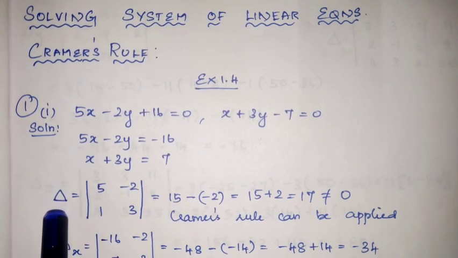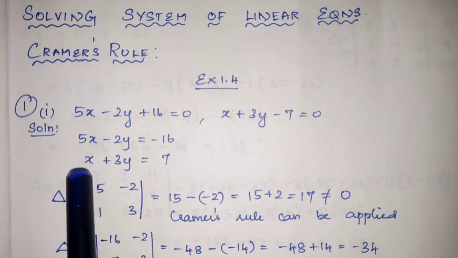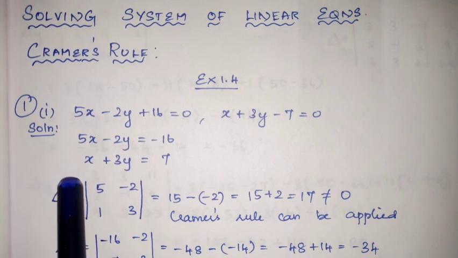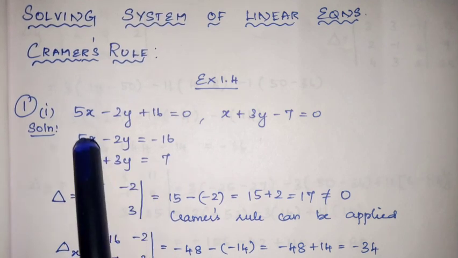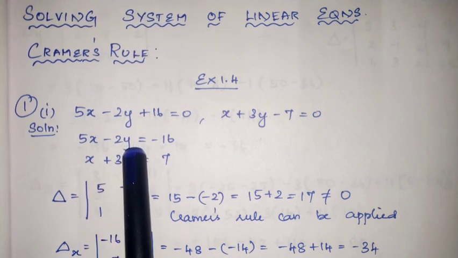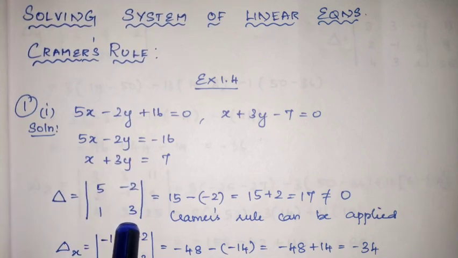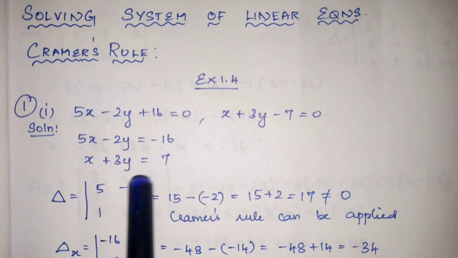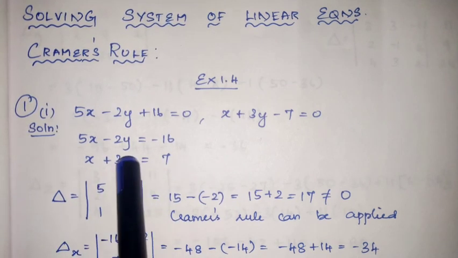Now you have to find the value of del. Del is nothing but the determinant. Two lines, it is called a determinant. So del is equal to the determinant of the coefficients of x and y. What is the x coefficient? 5, and here it is 1. So 5 and 1. And the y coefficient? Minus 2 and minus 3. Can you understand? So del is the determinant of the x coefficients and y coefficients.